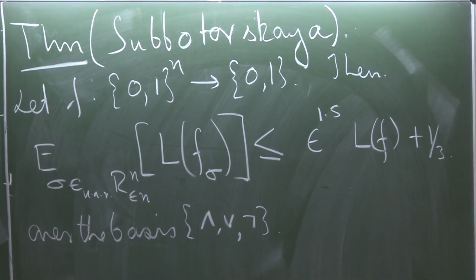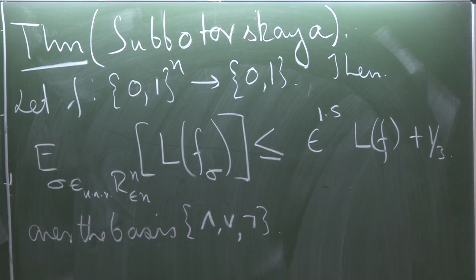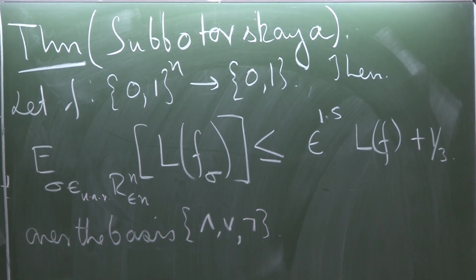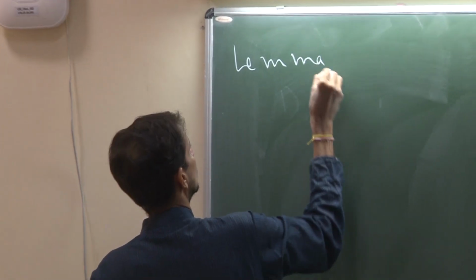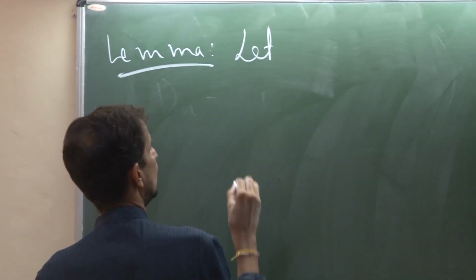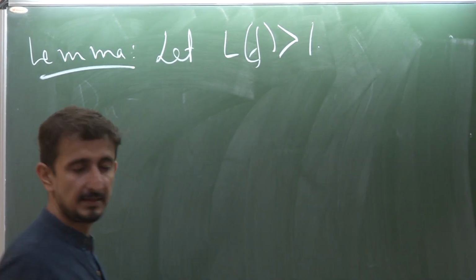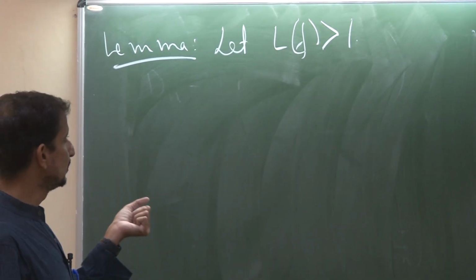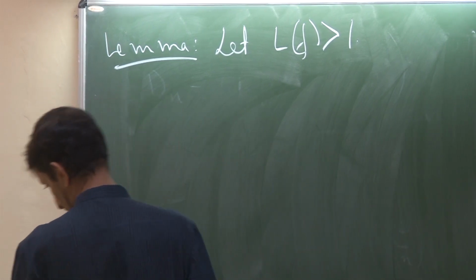So, how do we prove this? I will not be getting to the entire proof today, but before that, let me just prove one of the main components that is used in this theorem. So, lemma. Let us say we have a formula f whose number of leaves L of f is greater than 1.